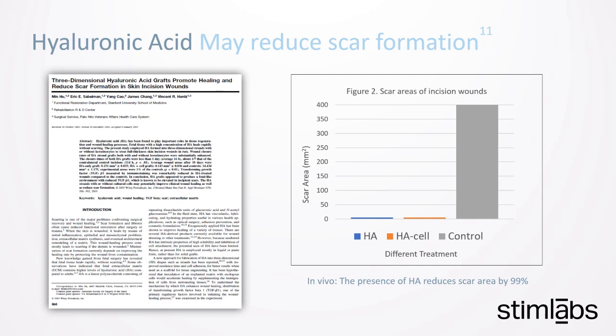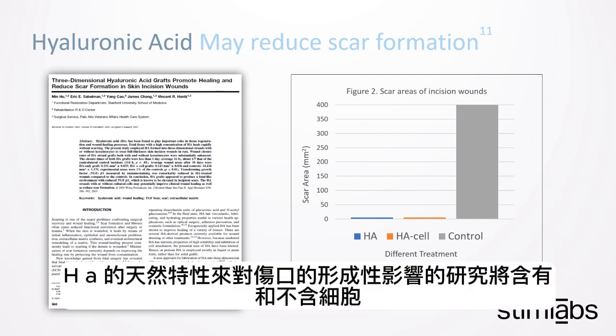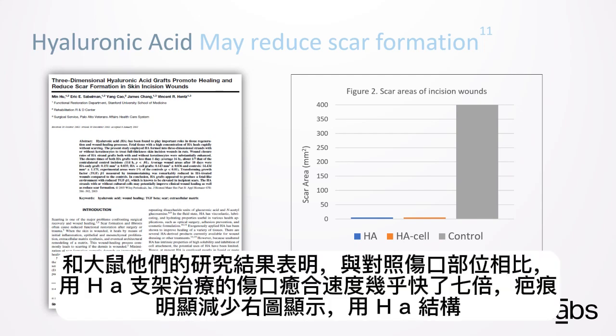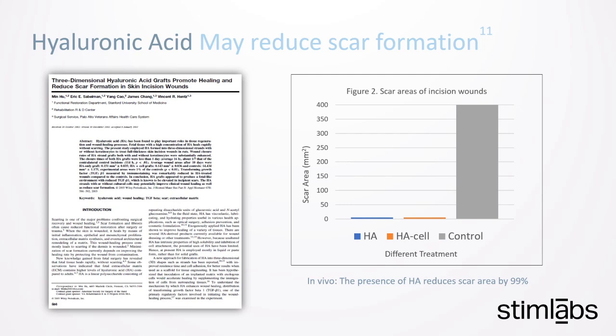The graph on the right shows that significantly less scar surface area was measured in wounds treated with HA constructs. An important observation of this study is that a cell population in the HA scaffolds did not make a significant difference compared to HA scaffolds alone. This observation points to the HA structure and signal being a key component in the mechanism that reduced scar tissue formation.